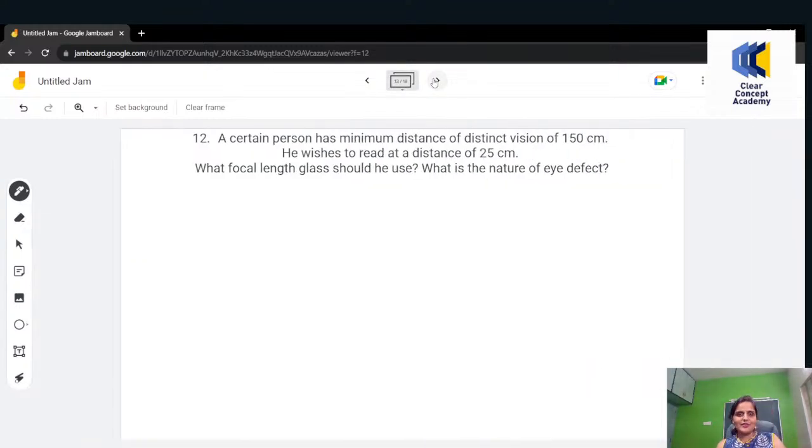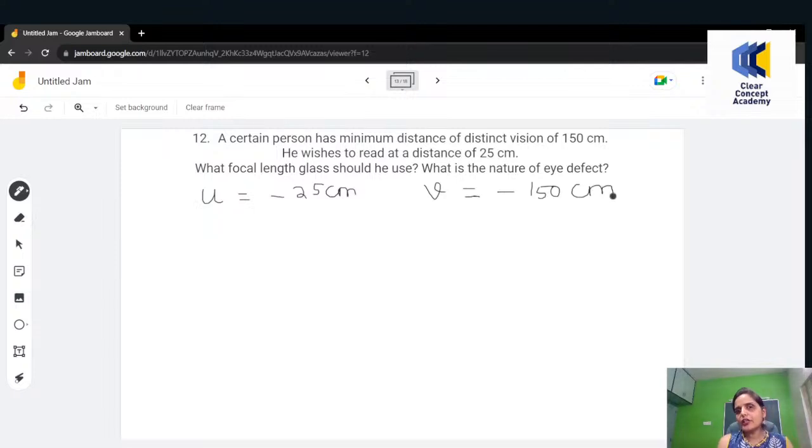I think we'll have to skip some of the questions. This is somewhat similar to what we did in the earlier question. Actually, if you see, this is a kind of mixture. A certain person has a minimum distance of distinct vision of 150 centimeter and he wishes to read at a distance of 25 centimeters. So you have object distance is minus 25 centimeter. Image distance is minus 150 centimeter.